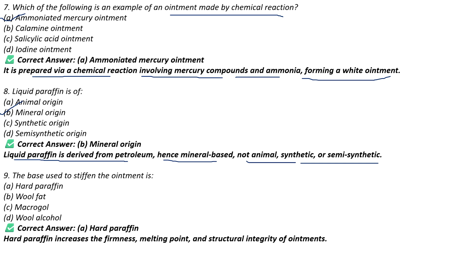Moving on to the next question: the base used to stiffen the ointment is, options are hard paraffin, wool fat, macrogol, or wool alcohol. Hard paraffin is basically used to increase the firmness, melting point and the structural integrity of the ointment. So we can say option A, that is hard paraffin, is the base that is used to stiffen the ointments.